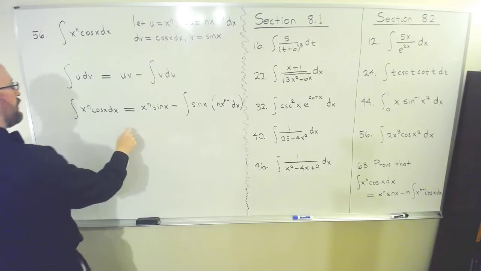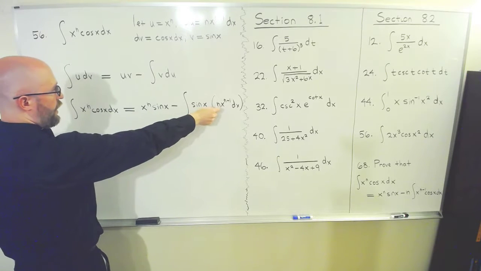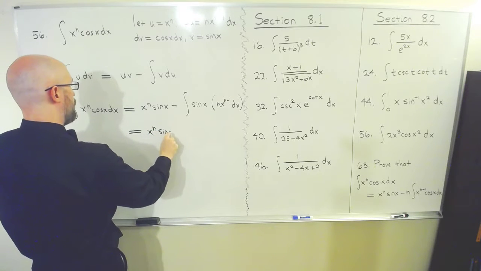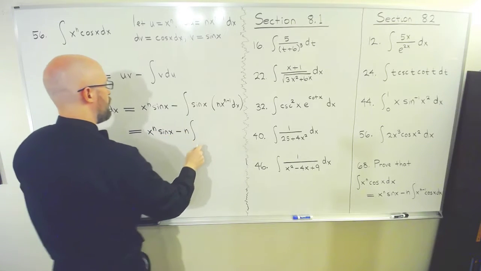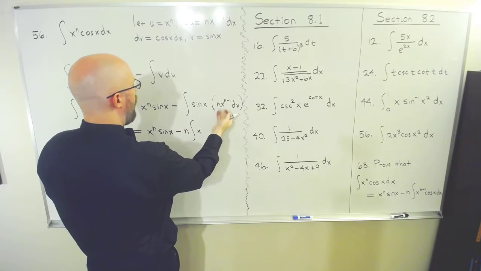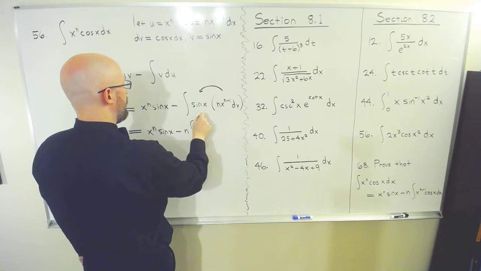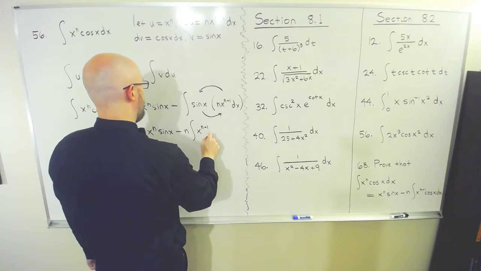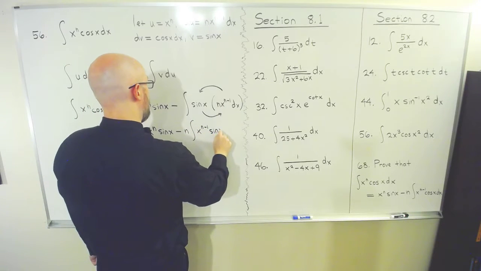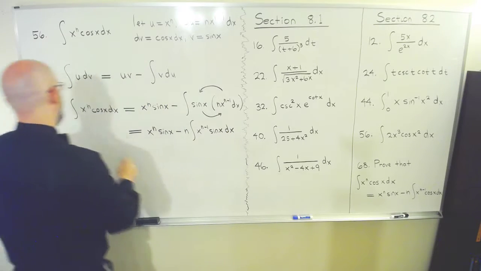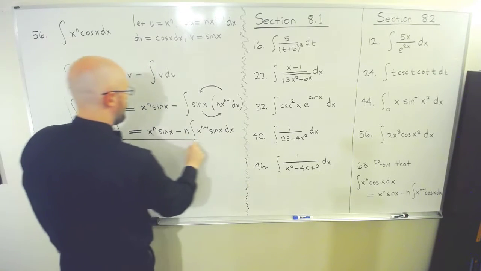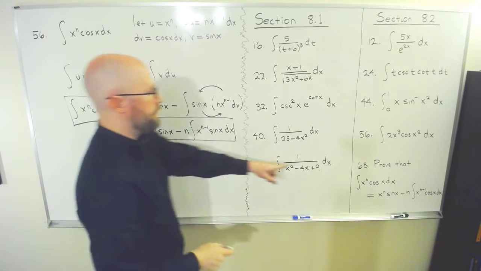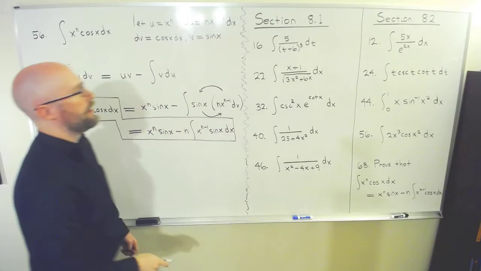And the only remaining step is just to pull out the n in front here. So this is x to the n sine x minus n times the integral of, and also to interchange the order of the sine x and the x to the n minus 1 part. So this is x to the n minus 1 sine x dx. And that is precisely the formula that I wanted to show there.